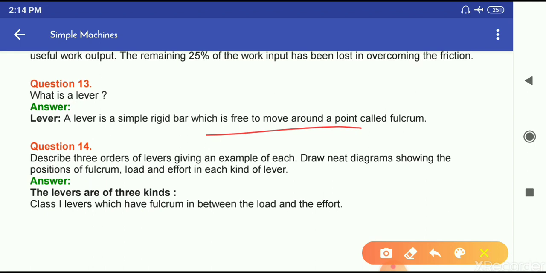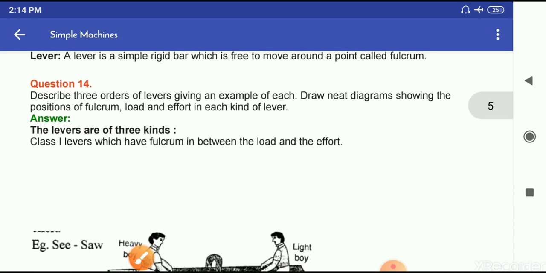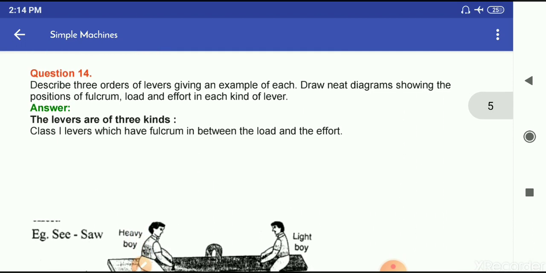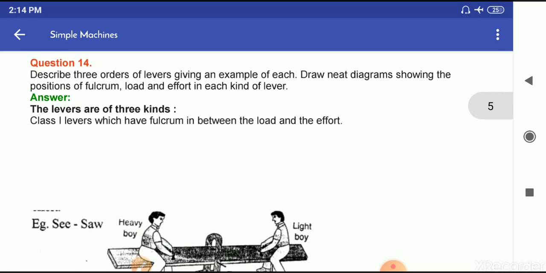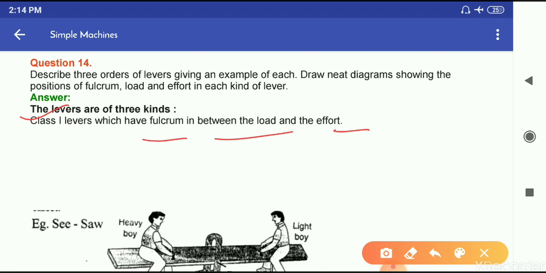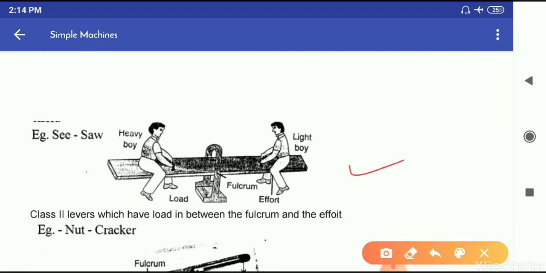Question number 14. Describe 3 orders of lever. Give an example of each and draw a neat diagram showing the position of fulcrum, load and effort in each kind of lever. So the levers are of 3 kinds. Class 1 lever, in which fulcrum is in between the load and the effort. Here is the example of seesaw. You can make any other diagram also of any other example.